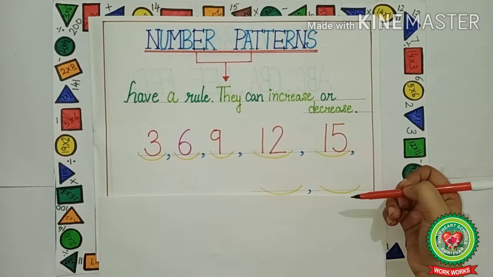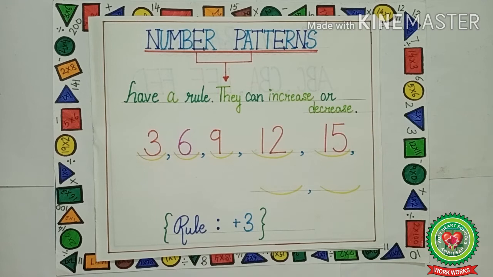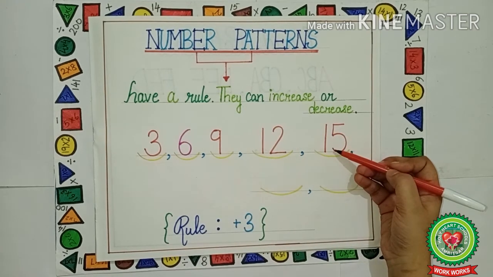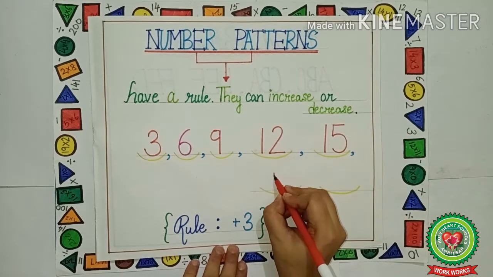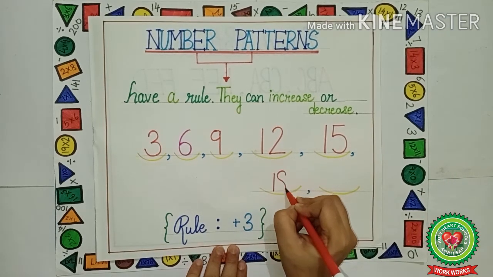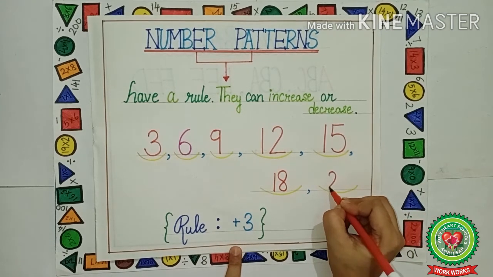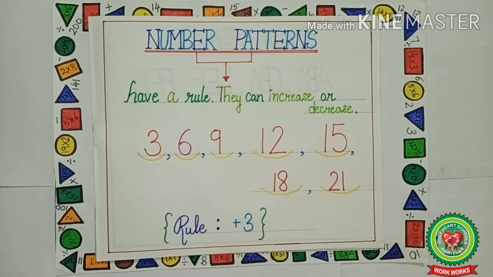Now we can easily write the next number. So what is it doing? It is following the rule where we are adding 3 to the number. So let us add 3 to 15: 16, 17, 18. So the next number in the pattern will be 18. Next, after 18: 19, 20, 21. When we added 3 to 18, it is 21. So this is how we do the number patterns.